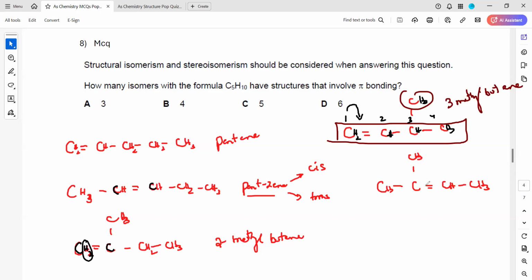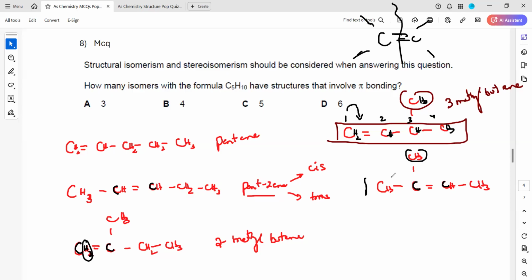Now what about this one? Can it have a geometrical isomer? The answer is no. Why? Because this is a carbon which is having a double bond, and it is surrounded by CH3 groups. When identical groups are surrounding, this cannot be a geometrical isomer. It can have structural but not geometrical. To be geometrical, the carbon-carbon double bond should be attached with two different groups.